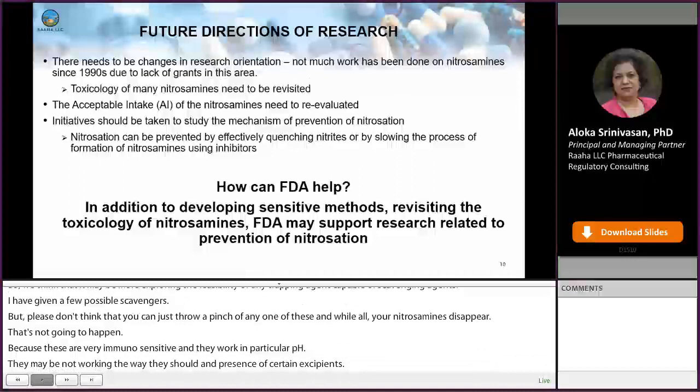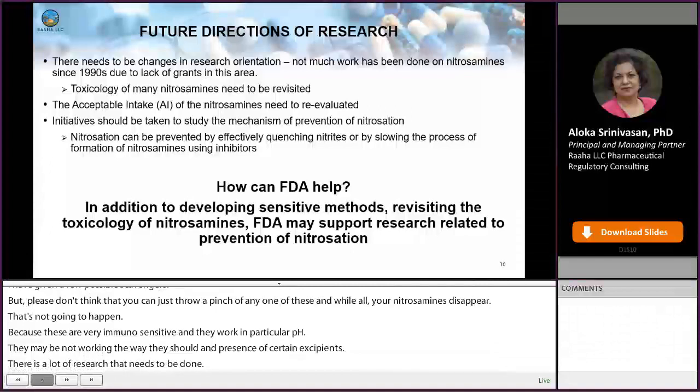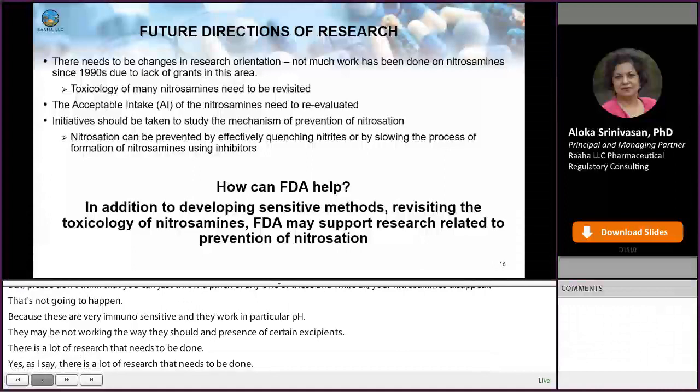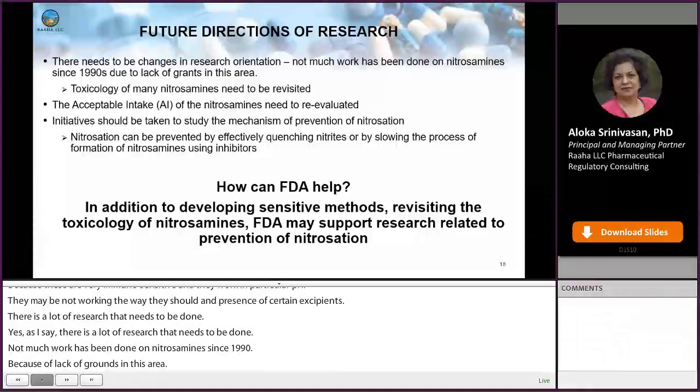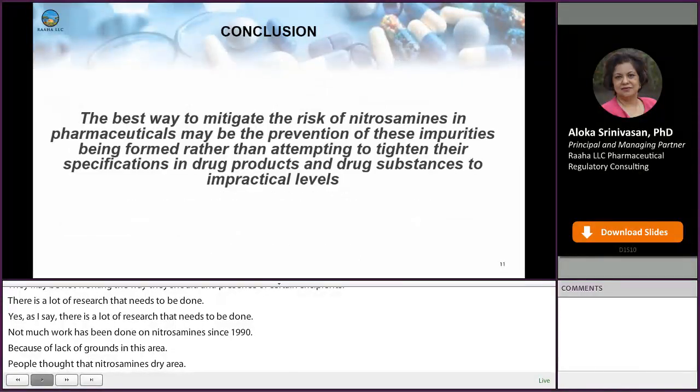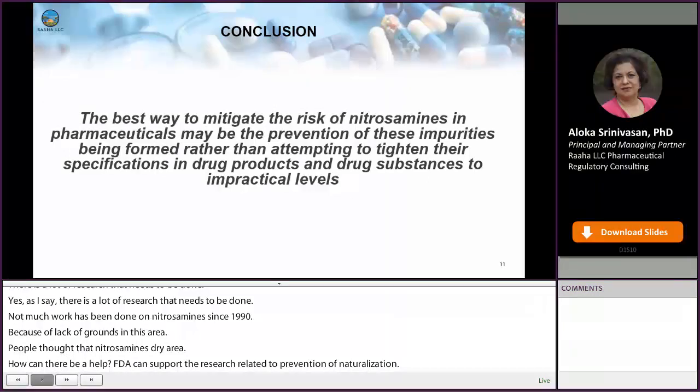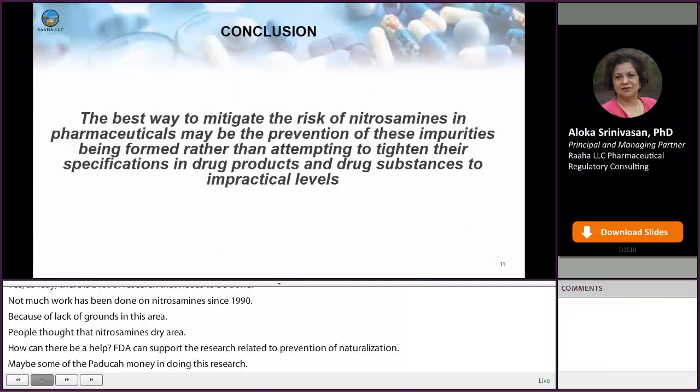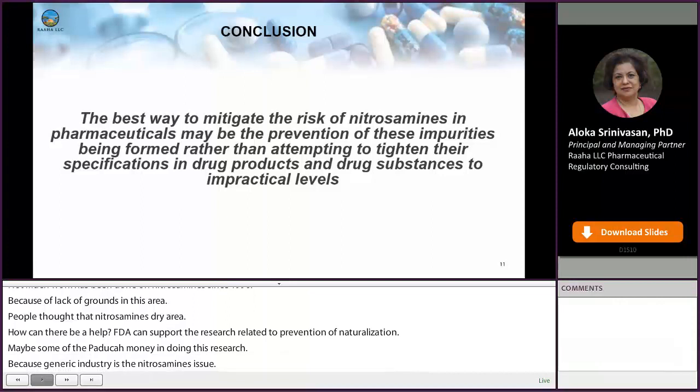Not much work has been done on nitrosamine since 1990 because of lack of grants in this area. People call nitrosamines a dry well. So how can FDA help? FDA can support the research related to prevention of nitrosation, maybe divert some of the GDUFA money in doing this research because generic industry is really struggling with the nitrosamine issue. The best way to mitigate the risk of nitrosamine is prevention of these impurities from being formed rather than trying to tighten their limits to impractical levels once they're already found. As they say, an ounce of prevention is worth a pound of cure.